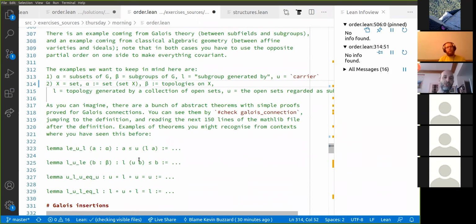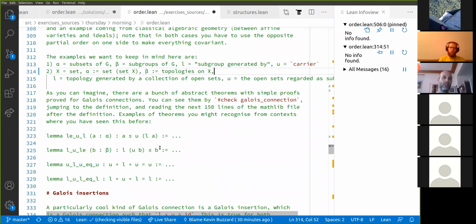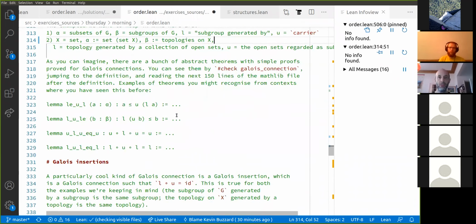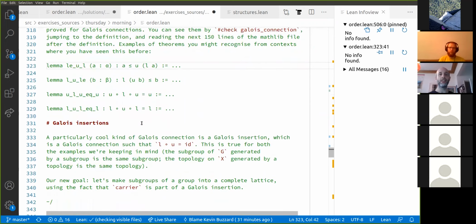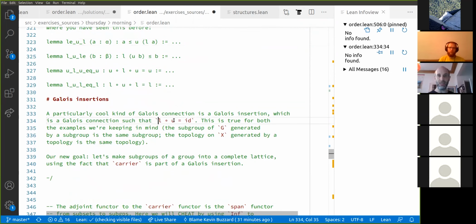So there's a general theory of Galois connections, that we won't talk about. But one of the axioms for a Galois connection is not the fact that if you do L and then U, you end up back where you start. So a Galois insertion is a special kind of Galois connection where if you do L and then U, you end up back where you start. And in the examples we're talking about, this is true.